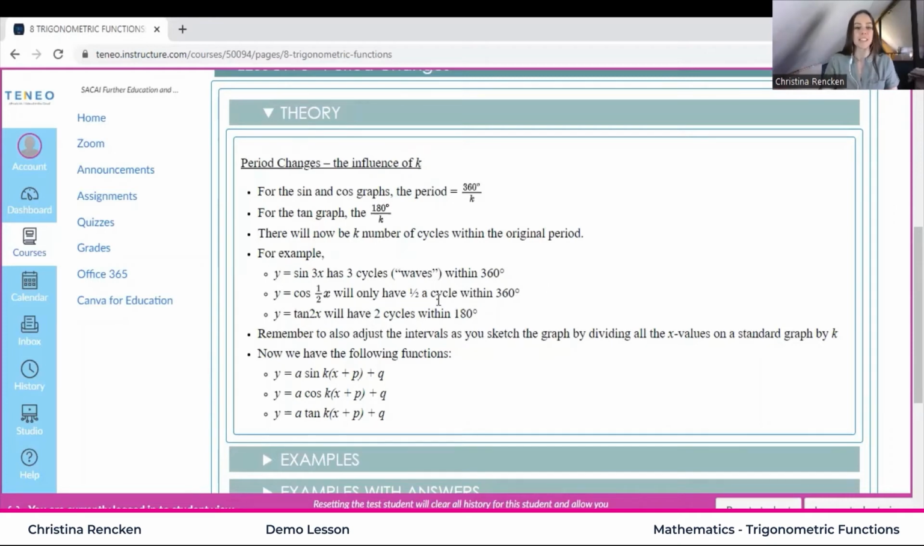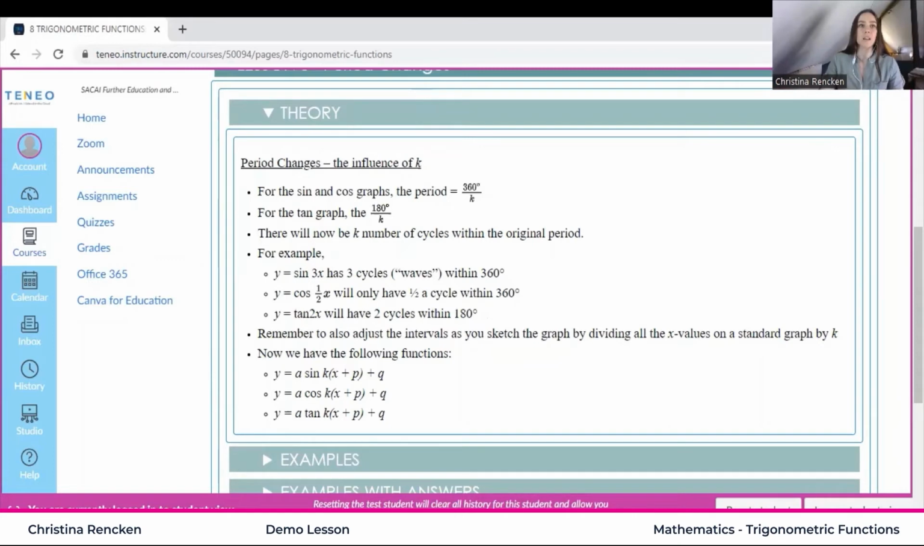Okay, and we can see here if we have y equals tan 2x, then we'll have 2 cycles within 180 degrees because our original period of tan is 180 degrees. So as you sketch these graphs, it's really important to divide all your x values on a standard graph by the k value, and also to take into consideration that you might have more waves within the original period.